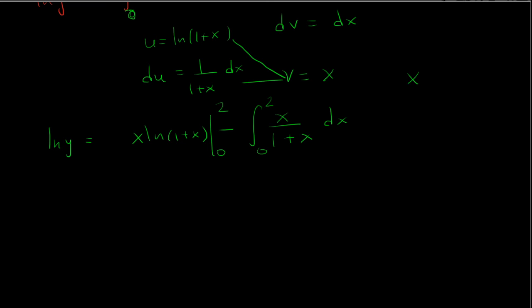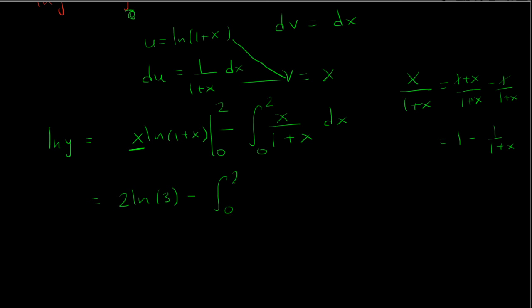So I can rewrite x over 1 plus x as 1 plus x over 1 plus x minus 1 over 1 plus x. Because these guys would just end up canceling and I'd just have x left. So that'd be 1 minus 1 over 1 plus x. So I can plug in 2 actually for x. That'd be 2 times ln of 3 minus, if I plug in 0, this will just cancel it all, so I'm not going to bother doing that. And now I can integrate from 0 to 2 of 1 minus 1 over 1 plus x.